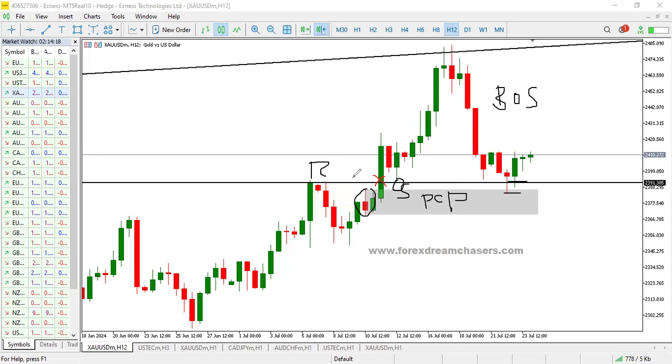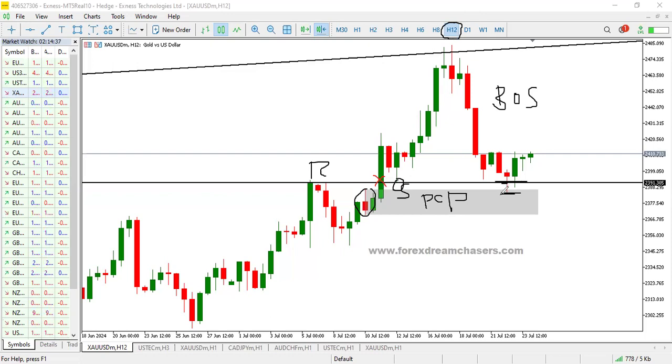Now that you see, here's our resistance, it was broken. People are going to step in here and buy, and then later on, the market was going to kick them out. And remember, look at the time frame that we are using. This is 12-hour time frame. So many people will not get in on 12 hours on gold.